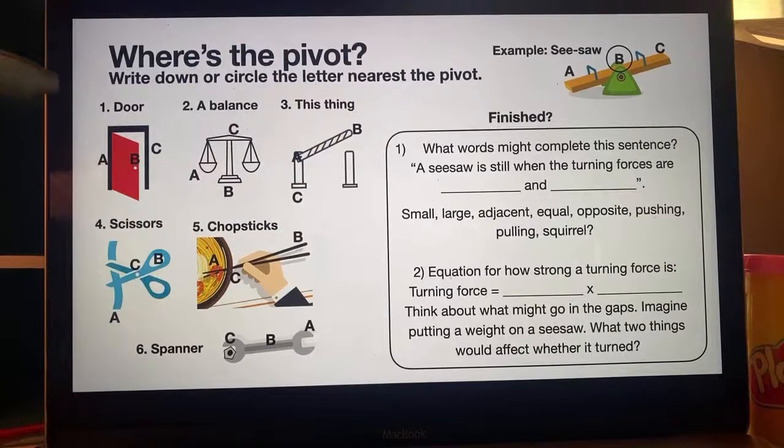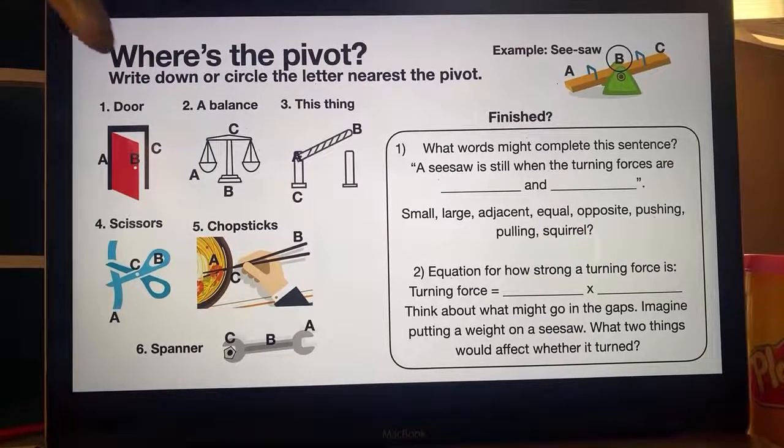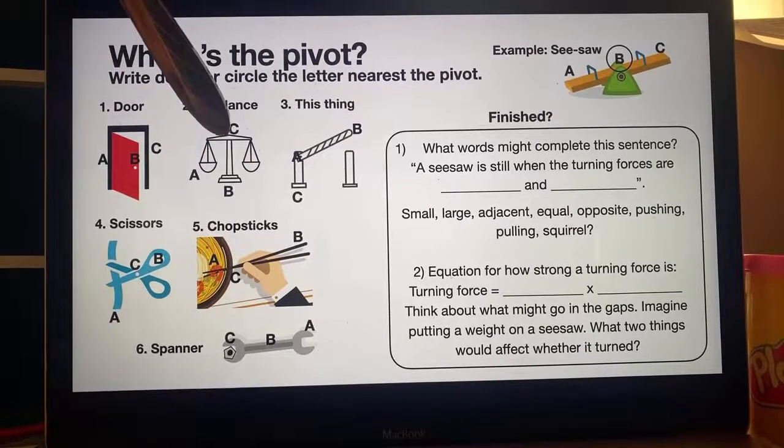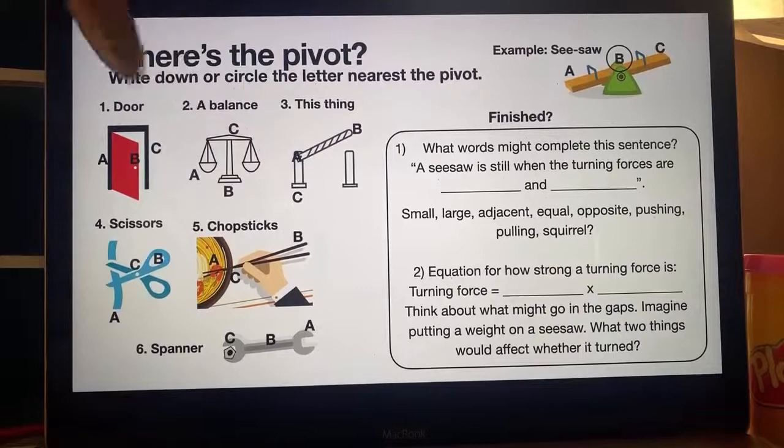Here you've got a door. The hinge of the door is labelled A, the door handle is labelled B, and the door frame is labelled C. Which one of those is the pivot point? You've got a balance like you see on the Libra star sign, with two dishes on either side. A is one of the dishes, B is the very base of the scales, and C is the top bit that bounces on the top of the scales.